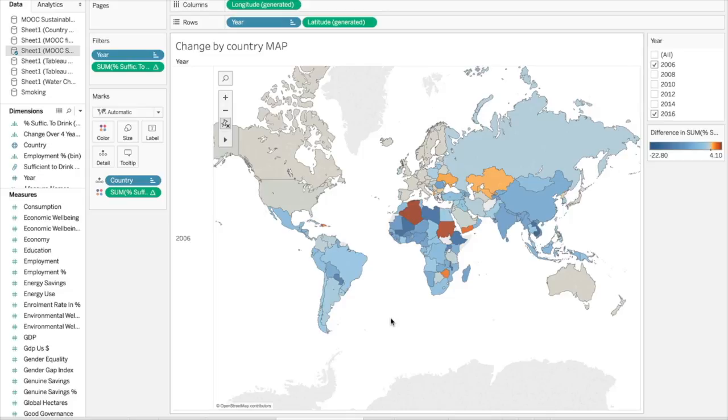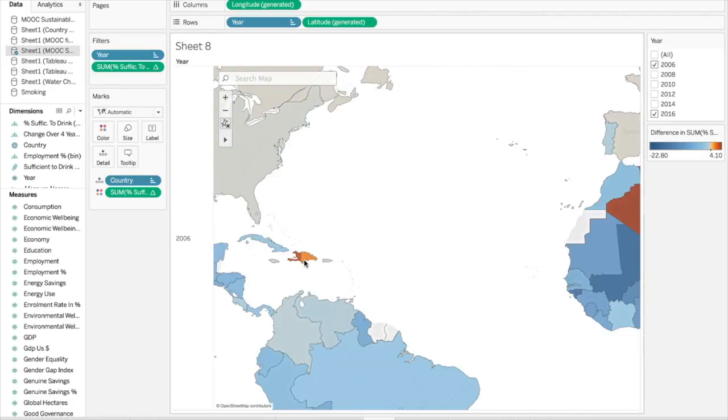And then the orange countries are countries that have lost percentages of the population that have access to sufficient water. Algeria, Sudan, Yemen, and also this little island, Haiti.